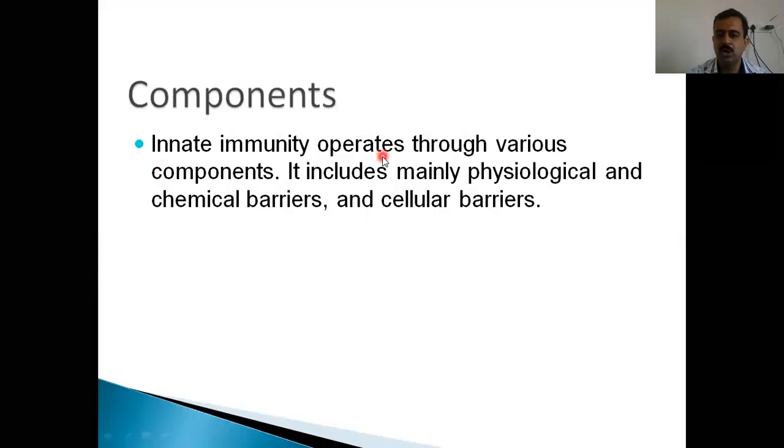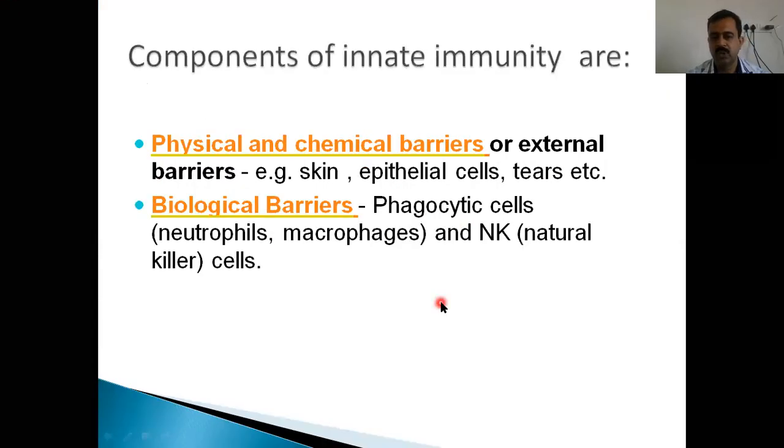Components: innate immunity operates through various components. It includes many physiological, chemical and cellular barriers. What are the physical barriers? These are external barriers like skin, epithelial cells, and tears. When tears come out, they act as a barrier and protect our eye, so organisms cannot enter directly inside the eye. Biological barriers: phagocytic cells, neutrophils, macrophages, and natural killer cells, which are present inside the human body.